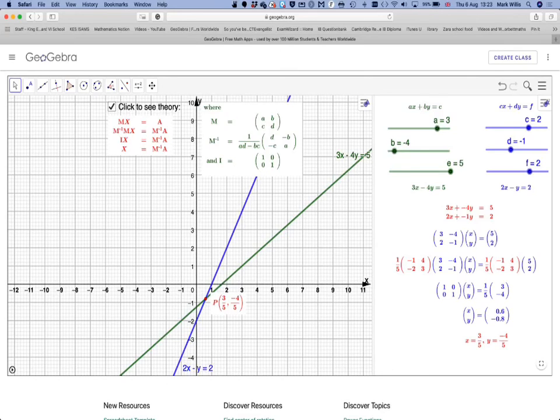So this has been a video to show you how to solve simultaneous equations using the matrix method. I hope you've understood, and I thank you very much for watching.